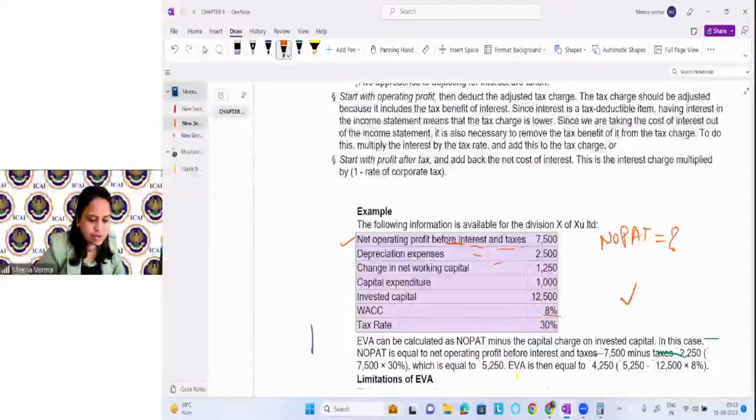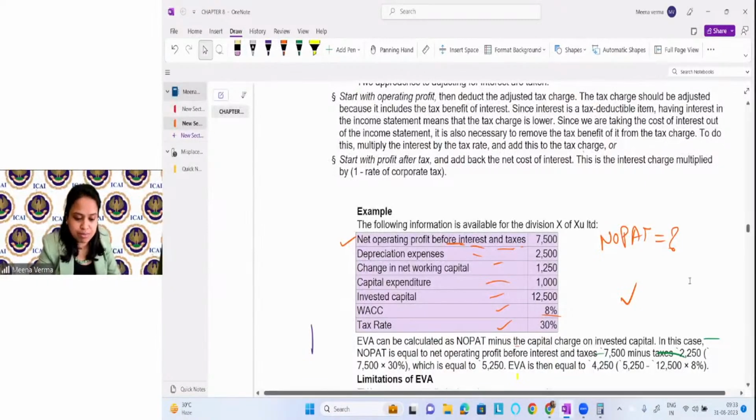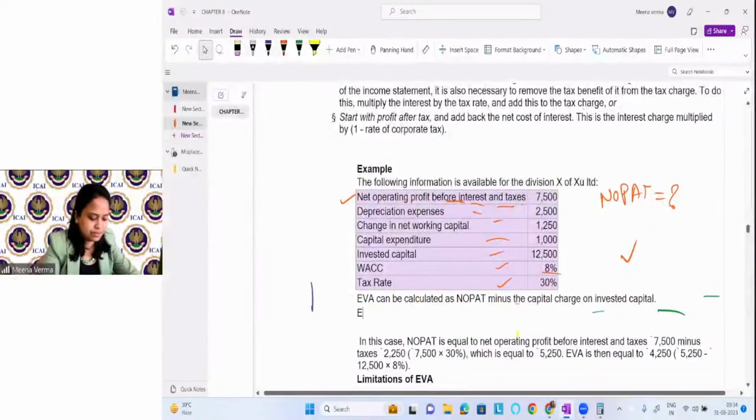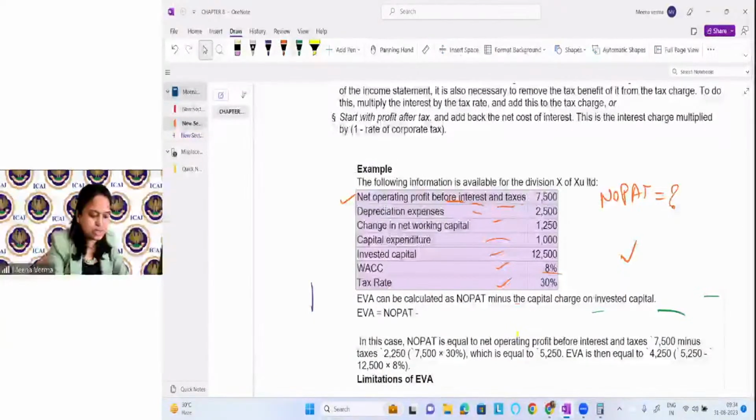The change in working capital is given. The capital expenditure is given. Invested capital is given. Weighted average cost of capital is given. And the tax rate is given. What else do we have? EVA can be calculated as net operating profit after tax minus the capital charge on invested capital. We know that, right? How can we calculate the EVA? Net operating profit after tax minus overall cost of capital into capital.